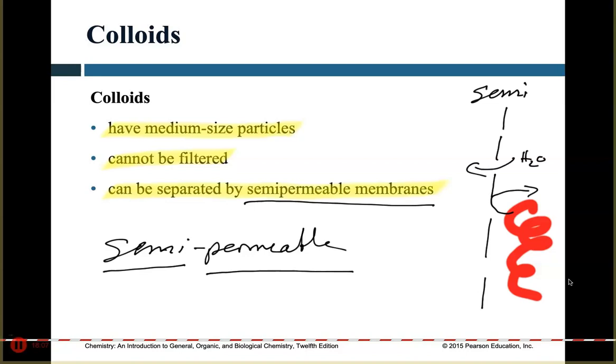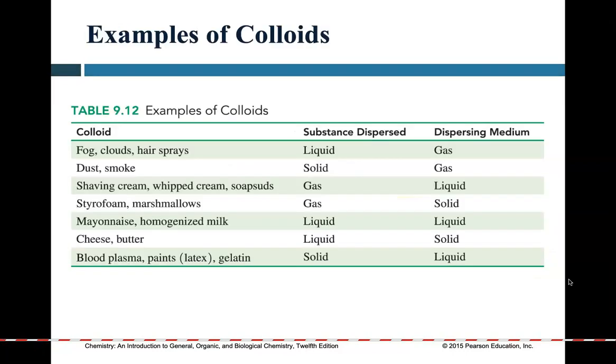So what it basically means is colloids are big enough that it's very difficult to design a sieve that has fine enough mesh pores to separate things out. So other examples of colloids, right? Fog or hairspray, dust, smoke. Mayonnaise is actually a colloidal suspension.